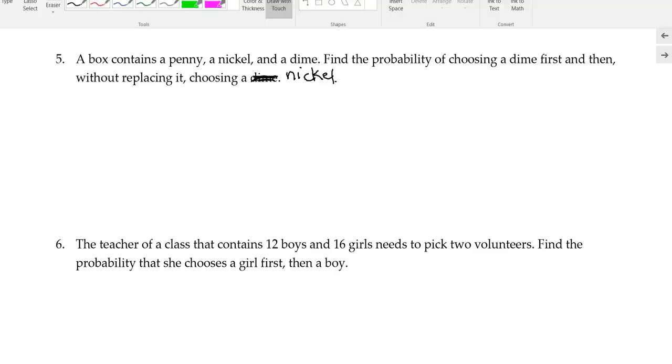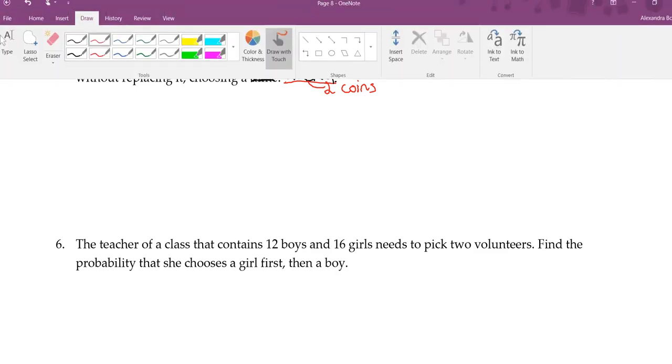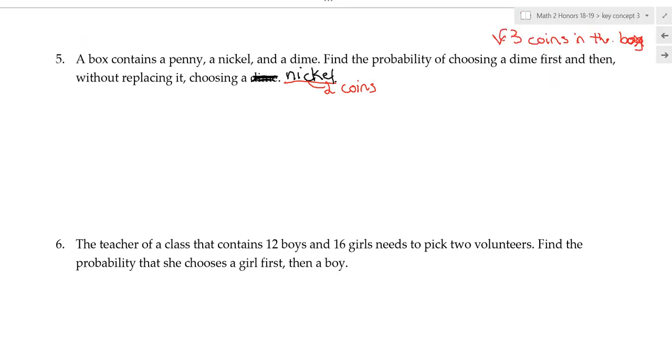When I go to choose my dime, like we've already said, I have 3 coins in the box. When I go to choose my nickel, I already chose the dime. The dime is gone, so 2 coins. Okay, so we're going to draw this out. I'm going to find the probability of choosing a dime first.